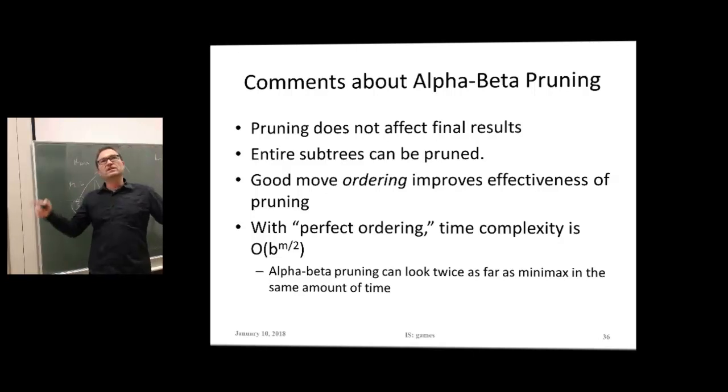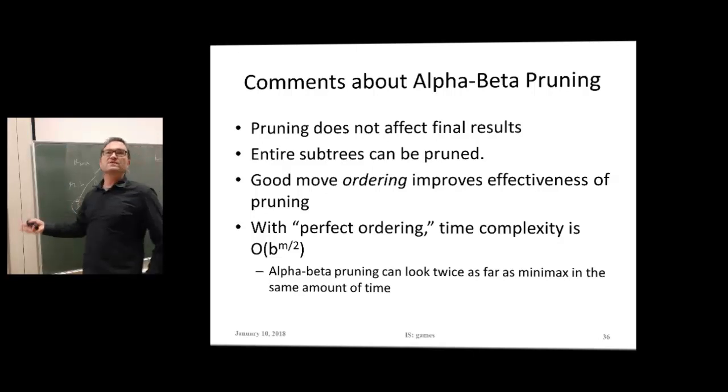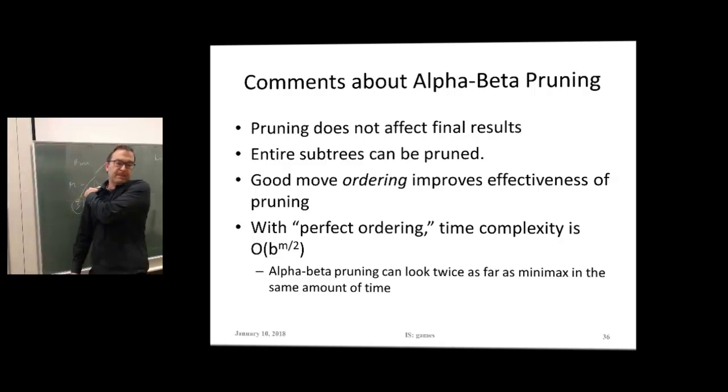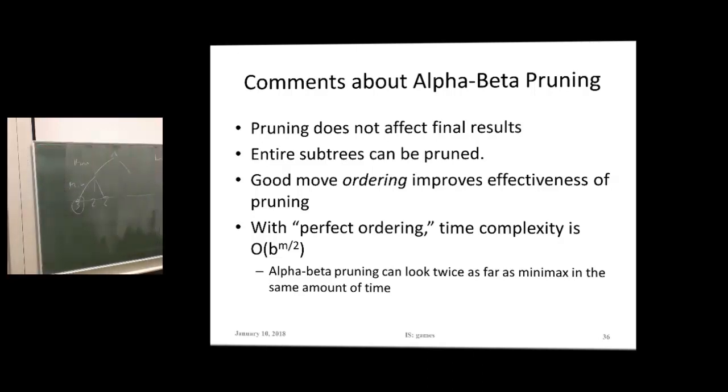If you order the nodes up front, then this can really make an enormous difference. So if you try to estimate that the smallest ones, for example, come first in a min choice, then you might already get your contradiction so that you don't have to calculate the rest. And with the perfect ordering, if it would exist, you could reduce the complexity by an exponential factor of 2, so half of the exponential depth. And that basically implies that you can look in the same time twice as deep.